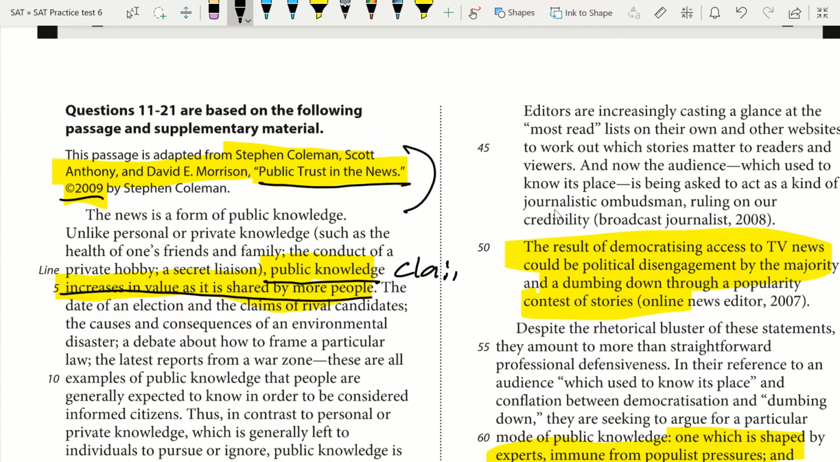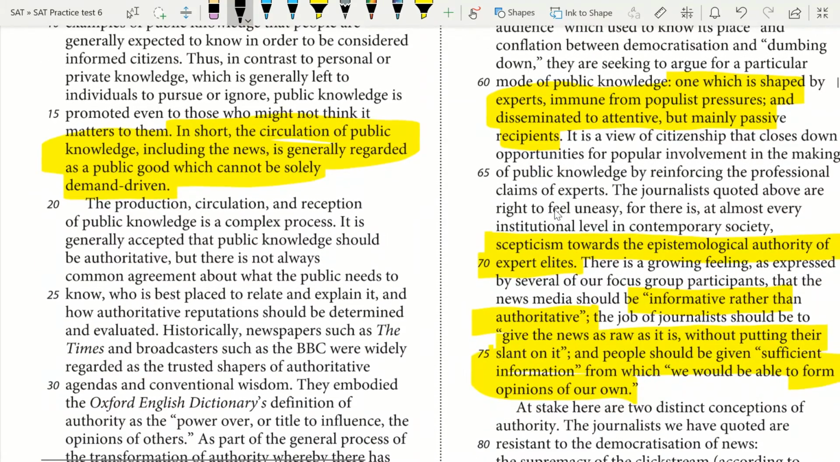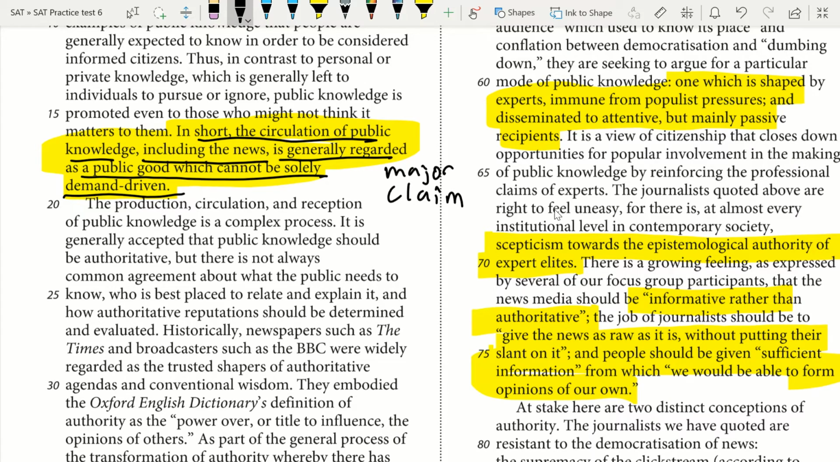Okay, this is a claim. Anytime that I have a big claim or a major claim, I'm going to make sure that I highlight that. So in this case, we had a major claim saying that public knowledge increases in value as it's shared by more people. All right, next we have, in short, the circulation of public knowledge, including the news, is generally regarded as a public good which cannot be solely demand-driven. Once again, we have a major claim right here, saying that the production or circulation of public knowledge or the news should be regarded as a public good which can't be solely demand-driven. So arguing for possibly some sort of regulation and things like that. So that's a major claim, that it can't be solely demand-driven.